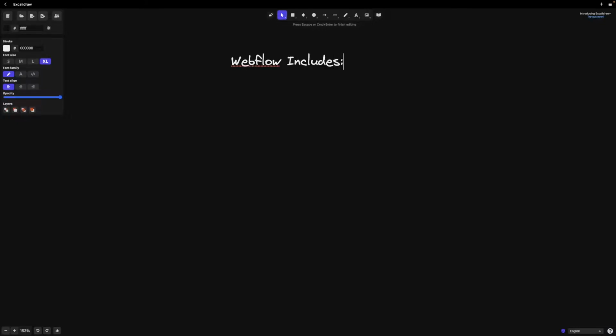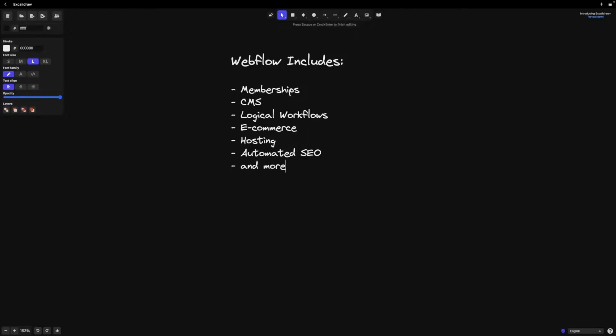Today we're going to be comparing Webflow versus traditional software development. If you're not familiar with what Webflow is, it's a no-code platform for developing dynamic websites and applications. It is a modern WordPress alternative that comes bundled with features ordinarily achieved by expensive plugins from WordPress, such as memberships, content management, logic workflows, e-commerce, hosting, automated SEO, and more.